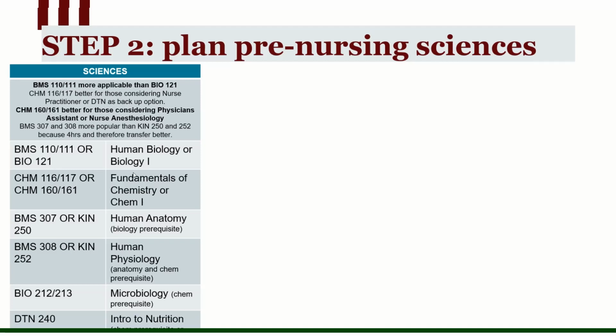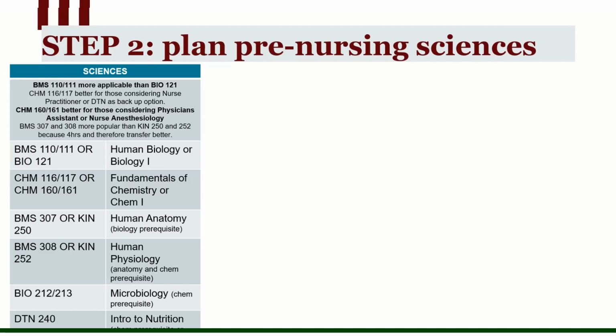So it's kind of weird, sciences can be listed in two different ways. For chemistry, you'll be registering for both a lecture and a lab separately, and you can take 116, 117, or 160, 161. 116, 117 is fundamentals of chemistry, 160, 161 is Chem 1. 116, 117 is what most nursing students take. It works great for nursing programs. It works great if you have plans to go on and be a nurse practitioner.